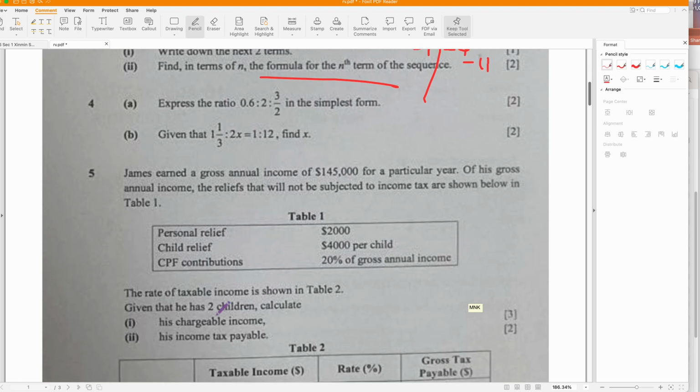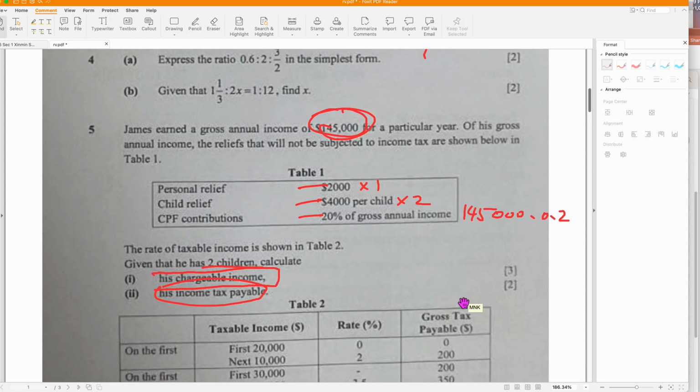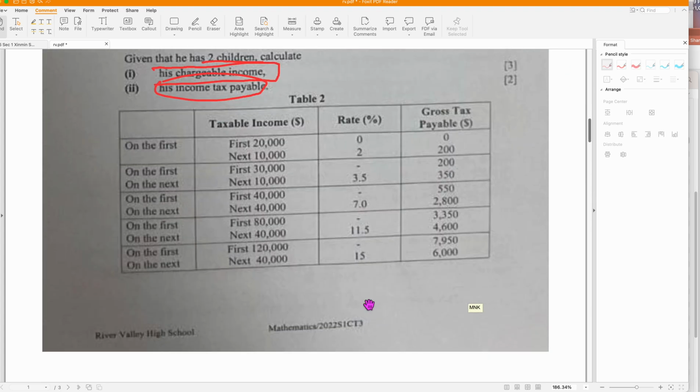So over here is 2 children, you need to times 2 here. I also got this wrong. But 2 children is times 2, right? So personally leave 1 person now. Then 20% of gross annual income, so you need to get the 20% here, which is 145,000 times 0.2. So you need to take this minus this minus this minus this. Then that will be his chargeable income or his income tax payable. It's also copied wrong from the calculator. Because I was in a hurry, I'm scared I'm running out of time for the last few questions. This is not the last few questions, this is number 5. But I'm scared that for the last few questions, I don't have time to do it.